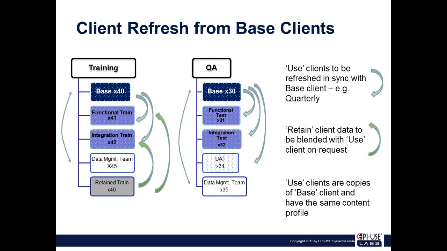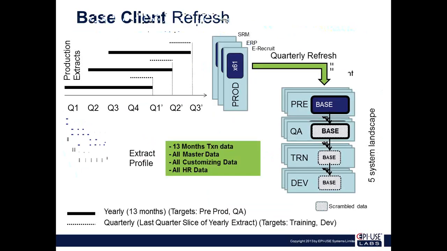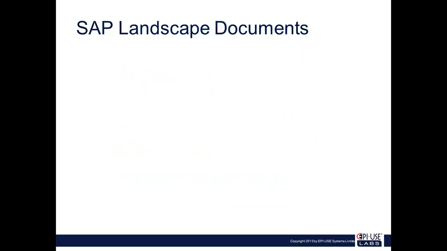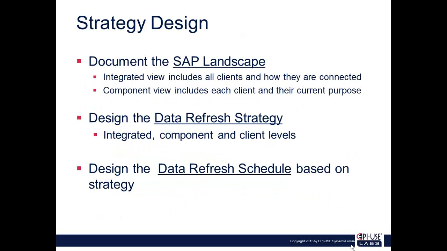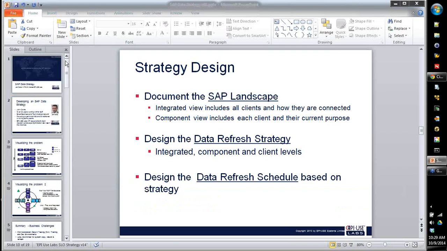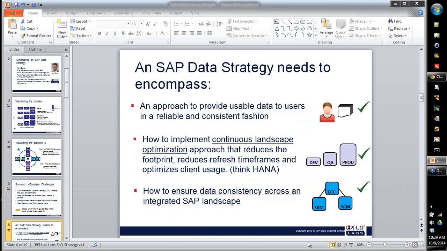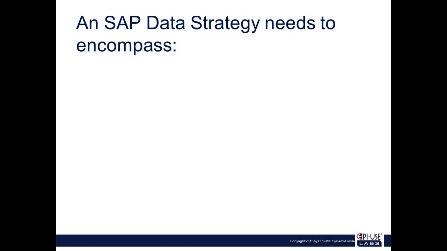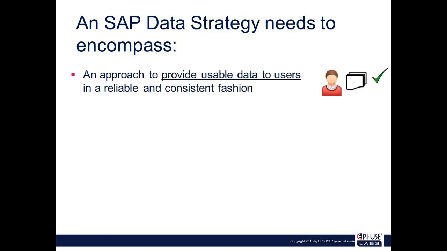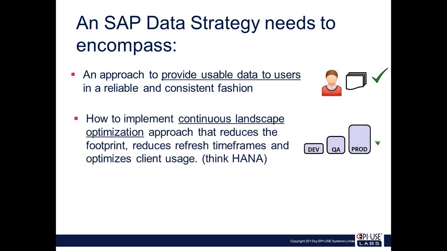Okay, so that basically lays out an overall strategy. Let me go back and talk about the components. We talked about what a strategy needs to contain: a mechanism to provide usable data to the users in a reliable and consistent fashion.